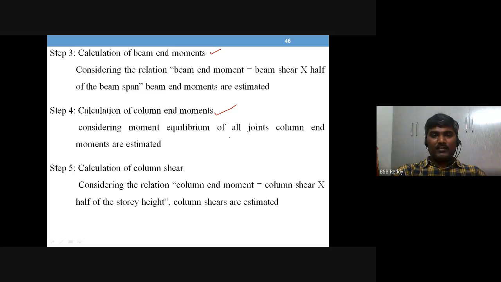That's the column shear. Only step one you have to practice a bit, with much care. The remaining steps are just multiplications or divisions. So this is the flow of the procedure. When we take an example and solve it step by step, you will understand better.